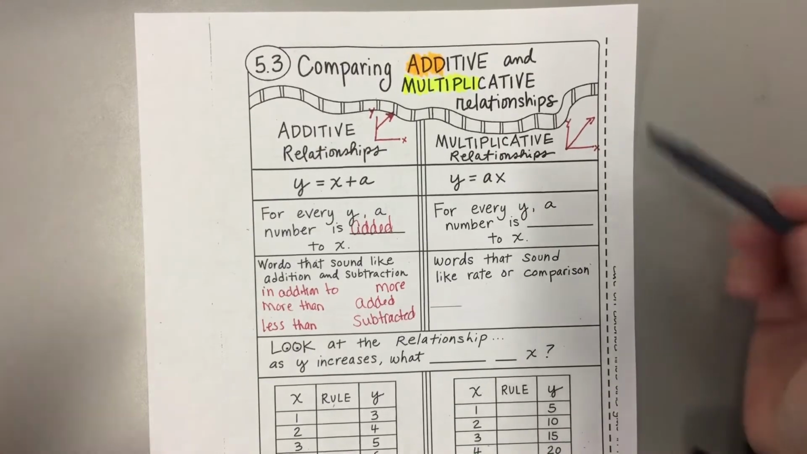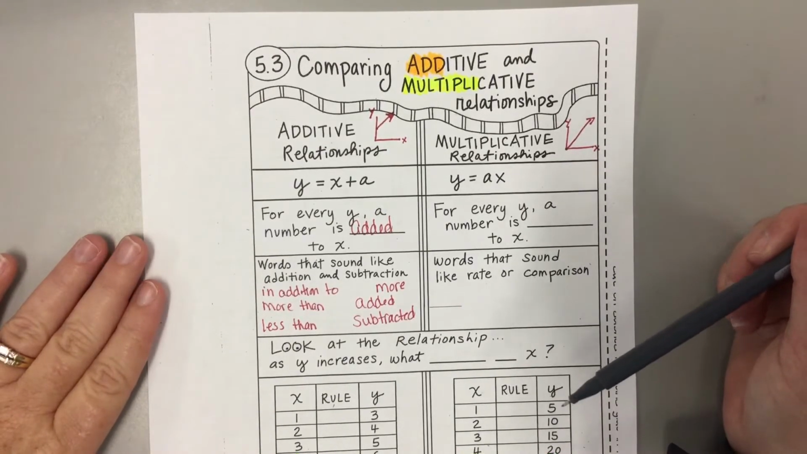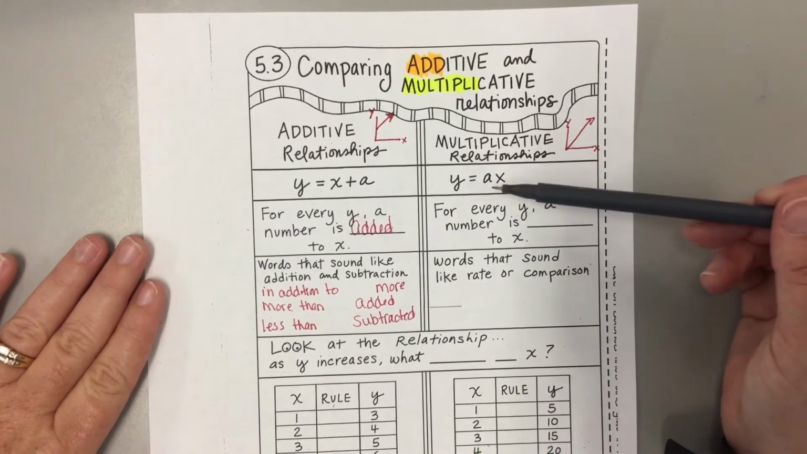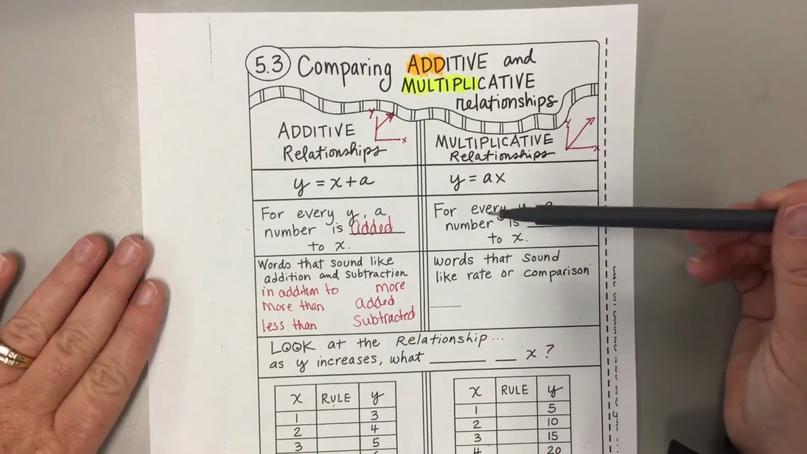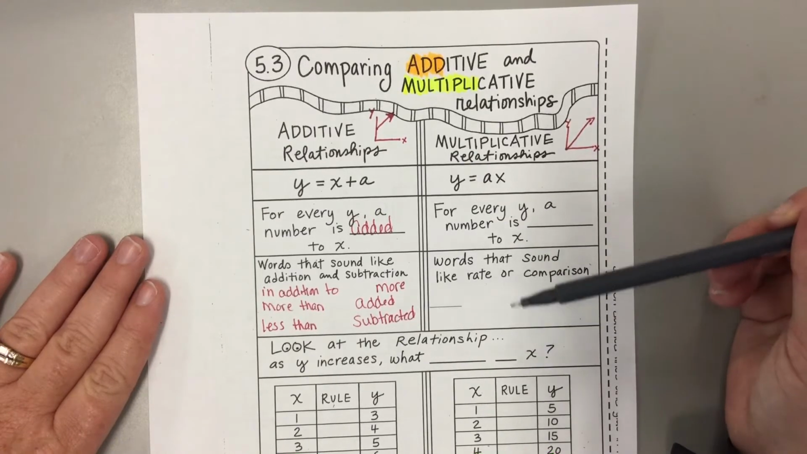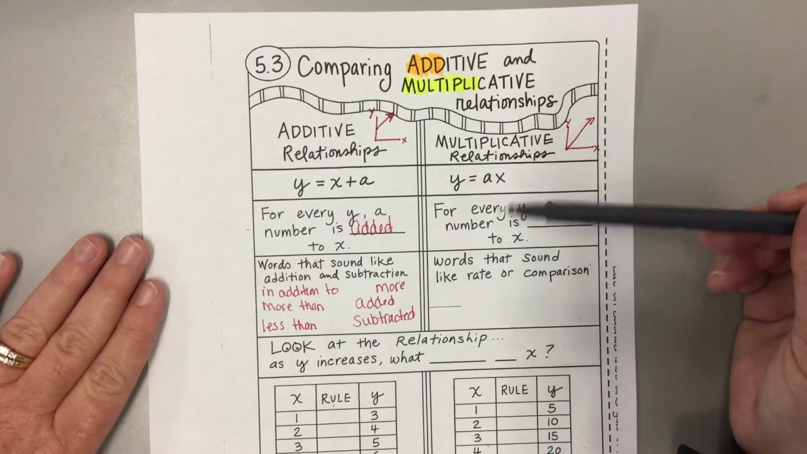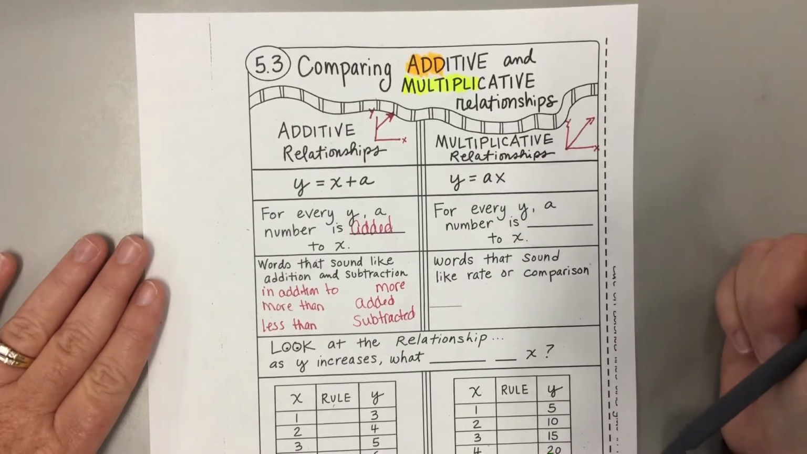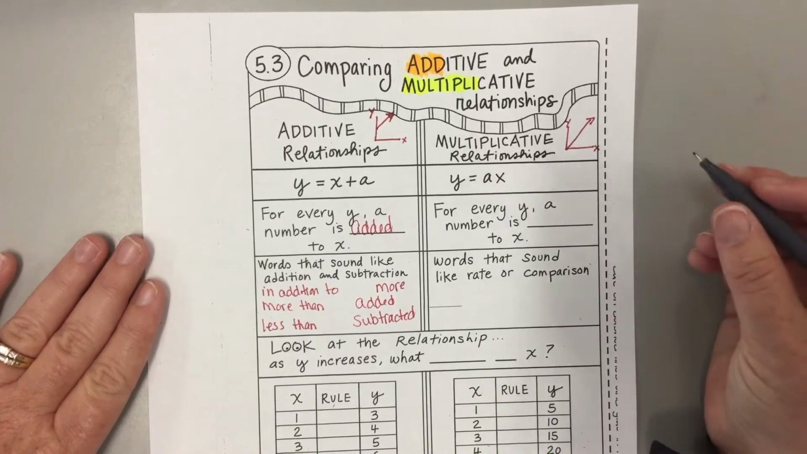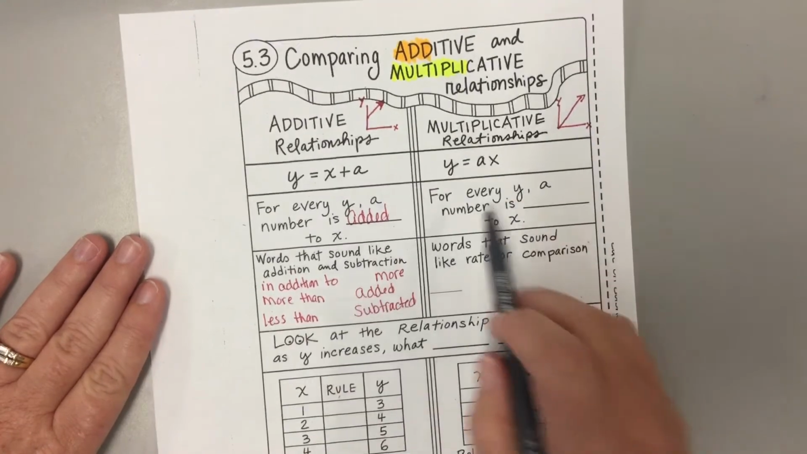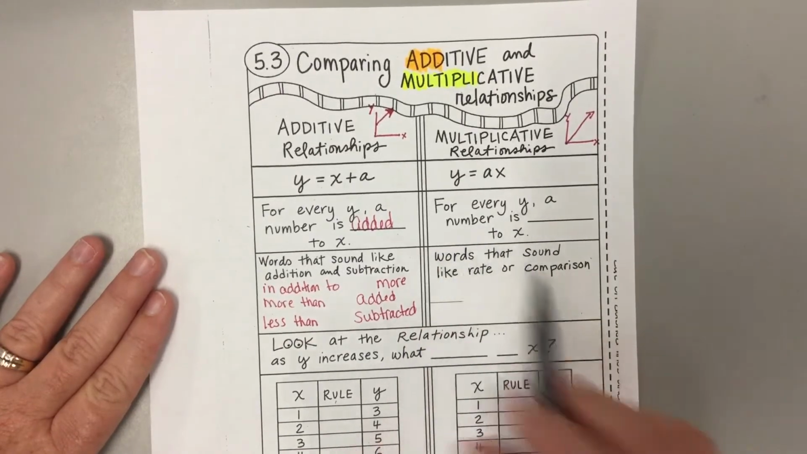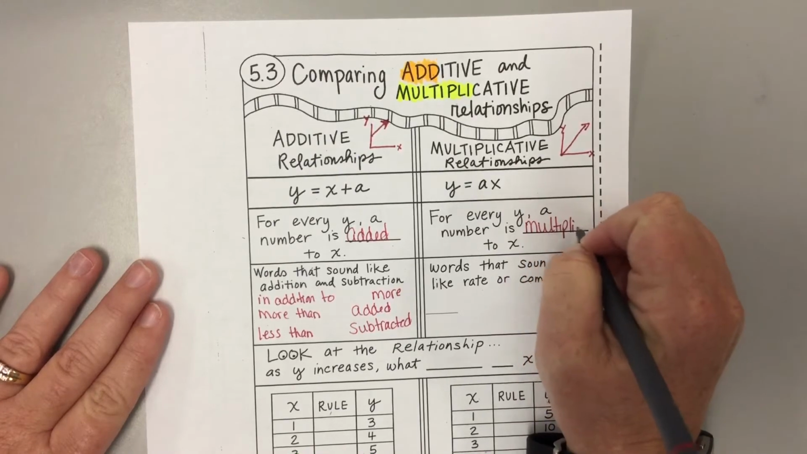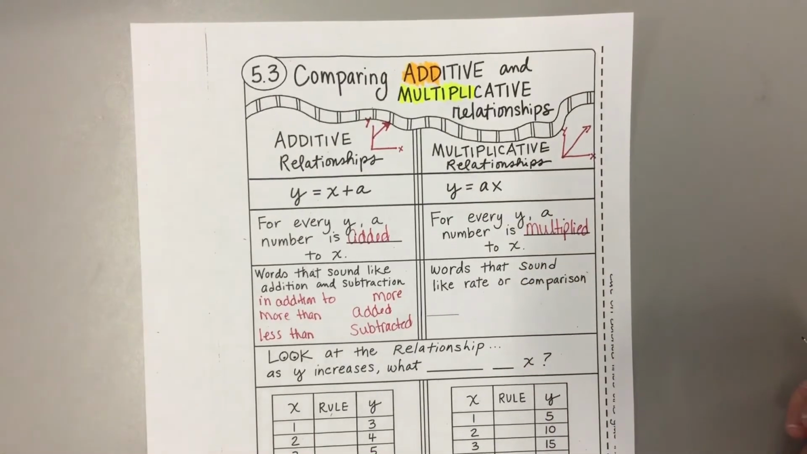When we talk about a multiplicative relationship, our equation will look like y equals a number times x. That number could be 1/2. That number could be 5. That number could be 7 million. It could be 4. Could be -9. That's any number times x. That's going to give me a multiplicative relationship. And what that means is that for every y, a number is being multiplied by x.